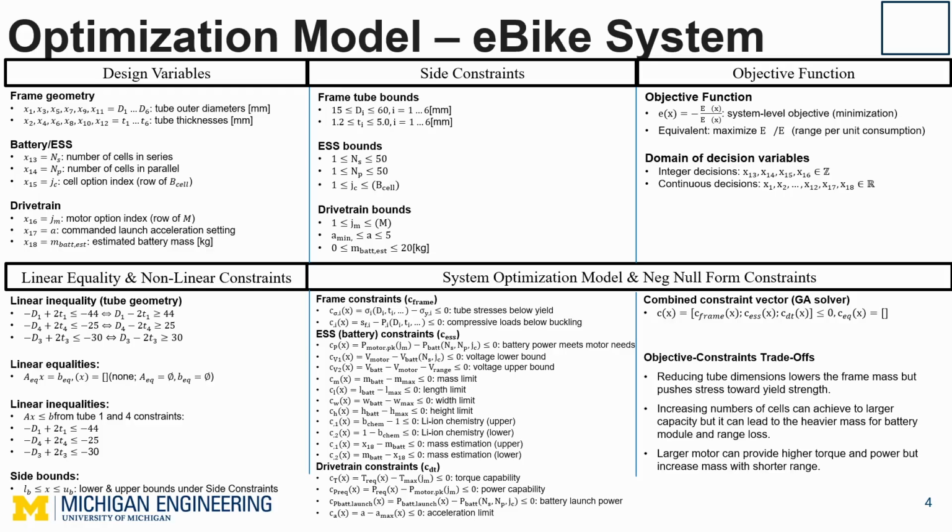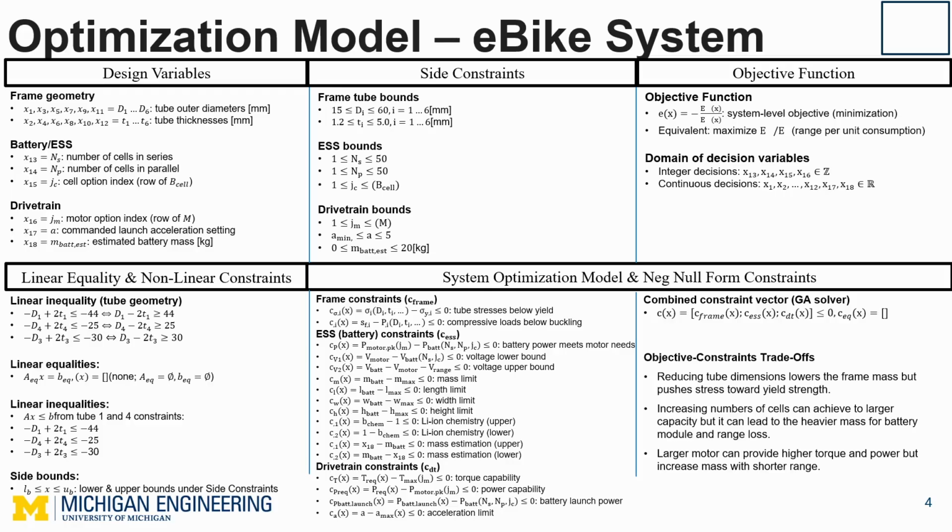This slide pulls the pieces together into the formal optimization problem and highlights the main design trade-offs our team is exploring. On the left, we define the design variables: frame geometry through tube outer diameters and thicknesses, ESS design through the number of cells in series and parallel in the chosen cell type, and drivetrain design through the selected motor option and commanded launch acceleration. The middle column shows the side constraints, including the bounds on frame tube dimensions, battery mass and package size, and drivetrain limits. On the right, we state the system-level objective function.